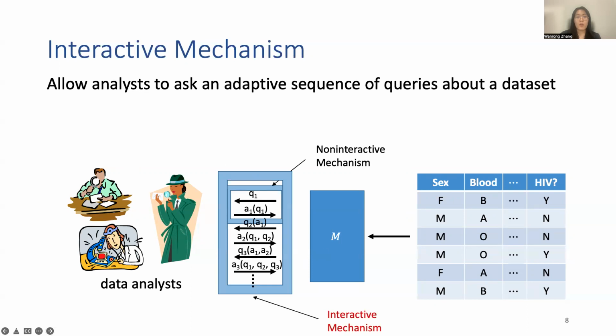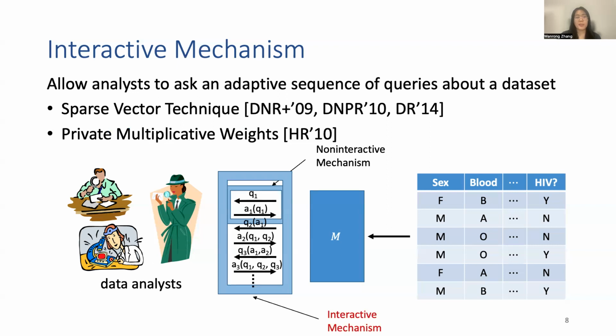So the goal here is to analyze the whole mechanism instead of one query. And importantly, this sequence of queries can be determined dynamically. Also, this mechanism responds to the queries in a randomized and stateful manner. So you can actually view the adaptive composition of non-interactive mechanisms as an instance of an interactive mechanism. But the interactive mechanism is more general. For example, there are some useful primitives in DP that are interactive, but they are not analyzed through adaptive composition of non-interactive mechanisms, for example, the sparse vector technique and private multiplicative weights.